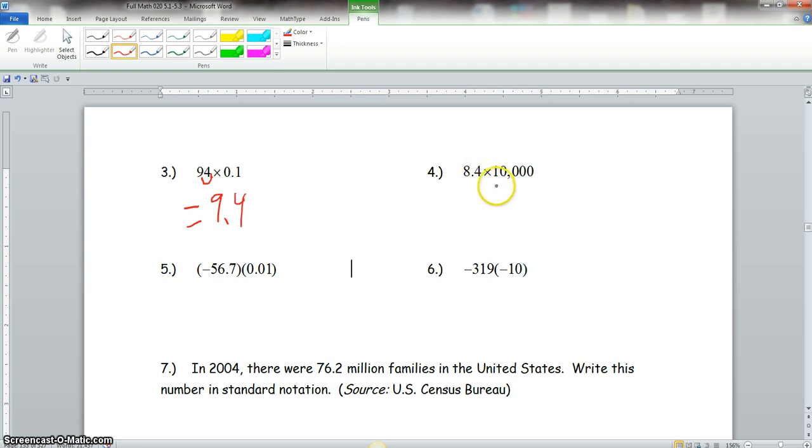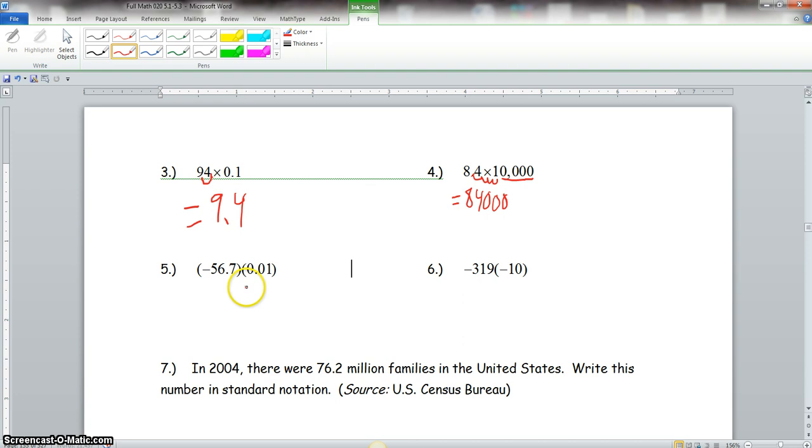Okay, we have 8.4 times 10,000. Now what we have here, we have 4 zeros behind the 1, and we know that this is a power of 10. So we need to move this decimal 4 places to the right. So we have 1, 2, 3, 4. And what we have here, we will have 3 places where we have to put zeros. So that would end up being 84,000.